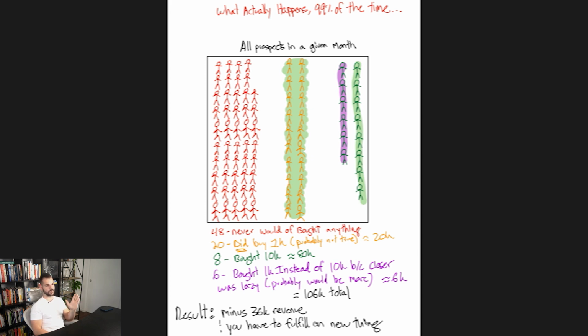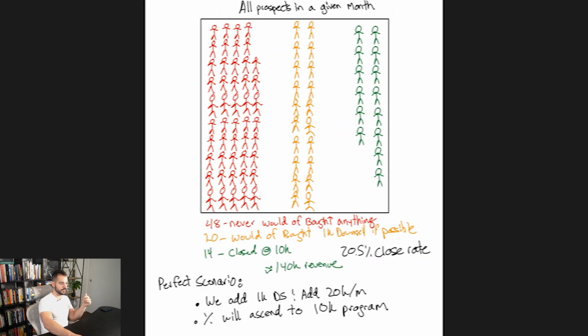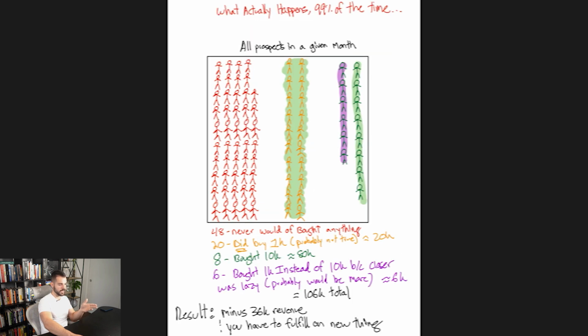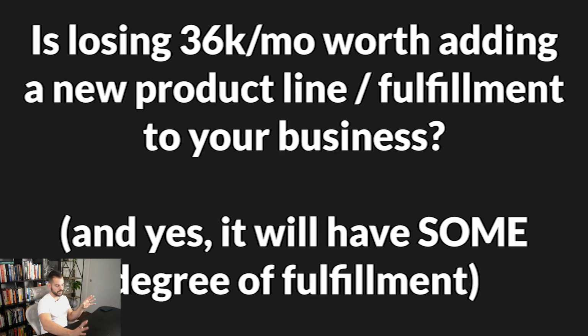People implement this and then all of a sudden 50% of their prospects, instead of buying the full thing, are buying the 1K. So now instead of making 140K, you made 106. So you made 36K less revenue and you have to fulfill on a new program. And those new 1K buyers, the 26 of them, believe me, all your chargebacks will come from that. So let me ask you, is losing 36 grand worth adding a new product line and fulfillment system to your business? And by the way, if you're like, well, it's just a 1K course, it's just modules, you still have to answer customer support tickets and deal with the chargebacks. It's still a problem.